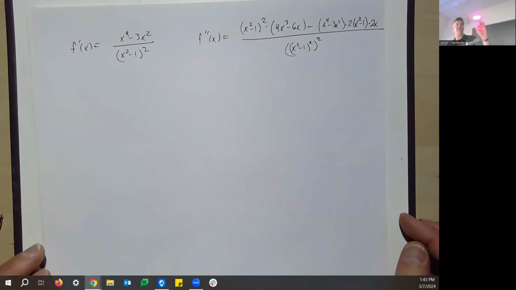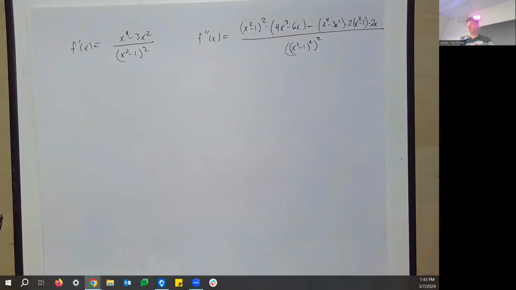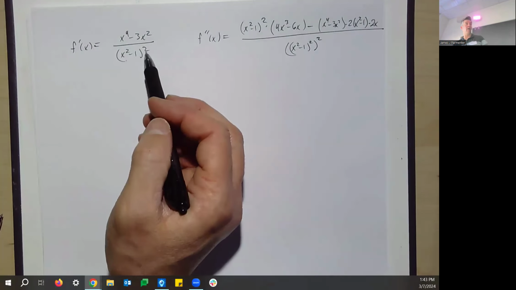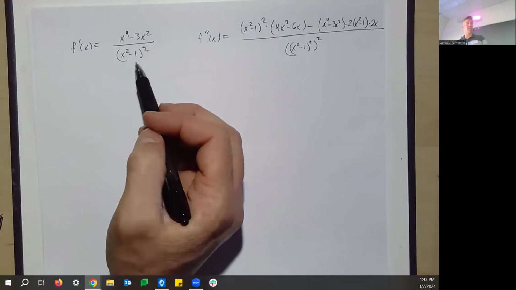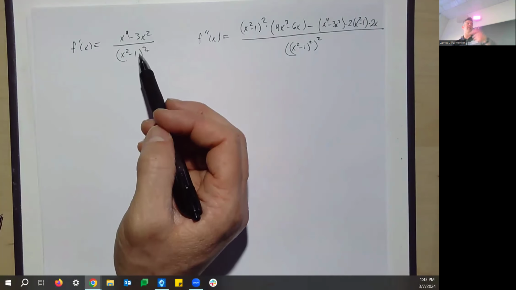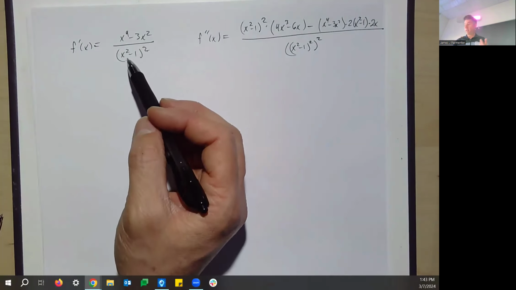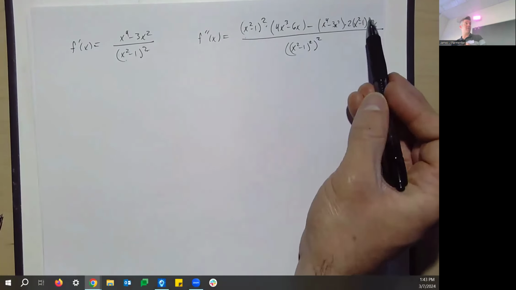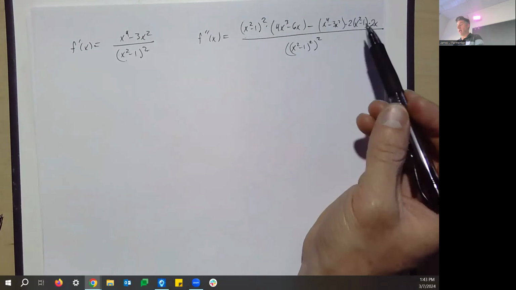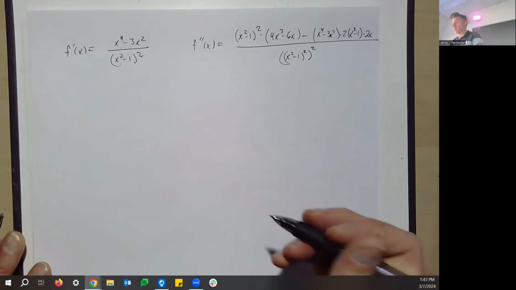Now we need to simplify. Now here's the thing. If your denominator was already something raised to a power, and then you've taken the derivative of that again, that factor, x squared minus 1, should be able to be factored out from the numerator. And I definitely see an x squared minus 1 squared and an x squared minus 1 to the first. So I can factor an x squared minus 1 to the first out of the numerator.